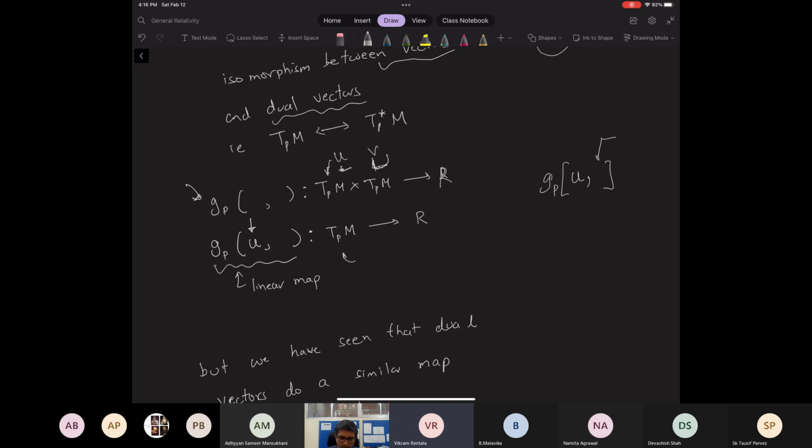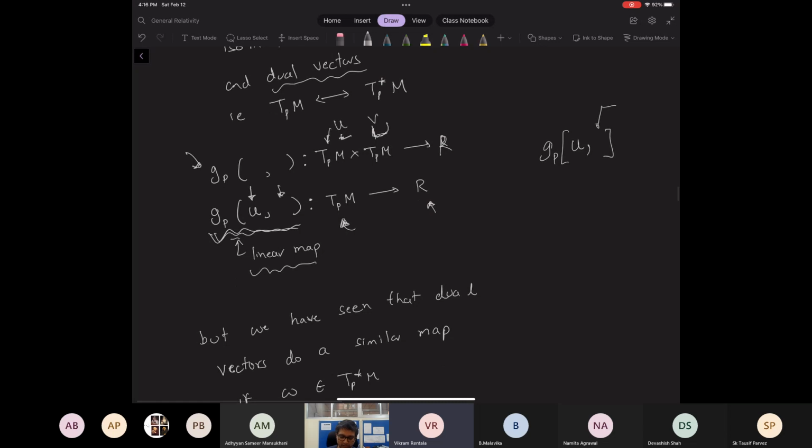So this object, which is the metric with one vector already inserted, can be thought of as an operation, and this operation acts on vectors and returns real numbers. So this is a linear map, because tensors act linearly. This object acts linearly on any vector that I supply over here, and this operation basically takes me from the vector space to real numbers.